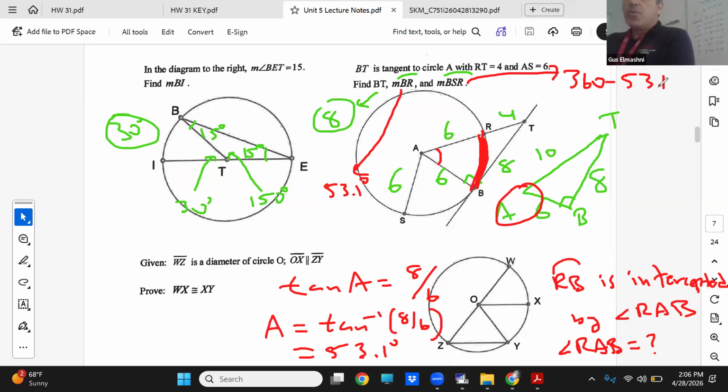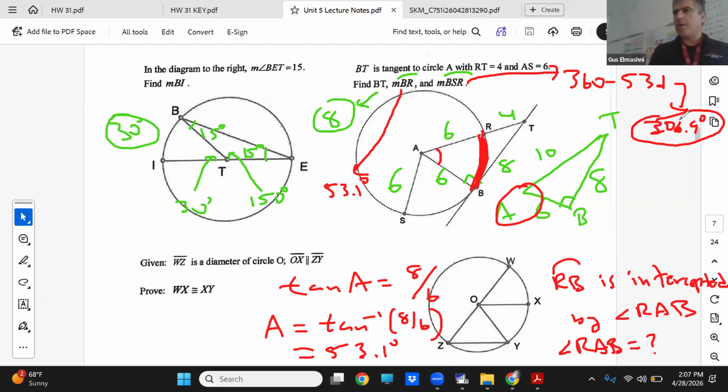It's not a problem. So 360 minus 53.1, what's that going to be? 306.9, I think. Is that right? It's close to 307, but 306.9 if we round. So that should be pretty reasonable, right? A little bit of extra work, we had to do some trick. Does that make sense, how I went about that problem?